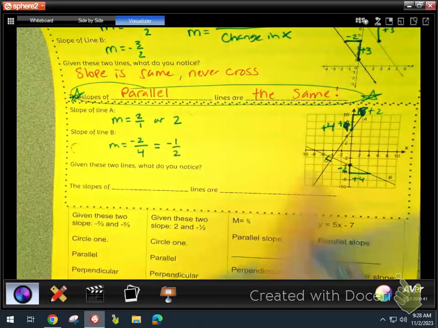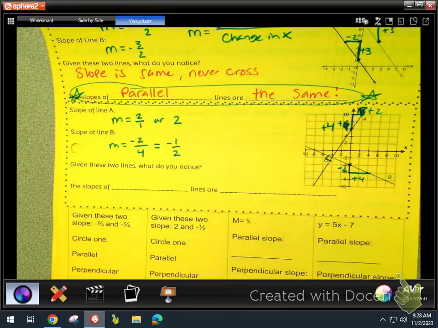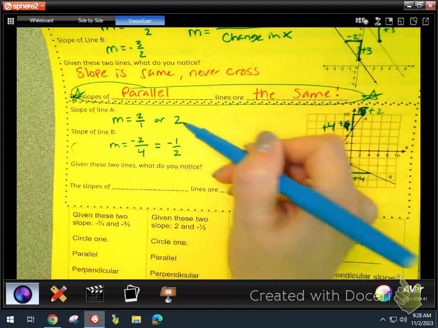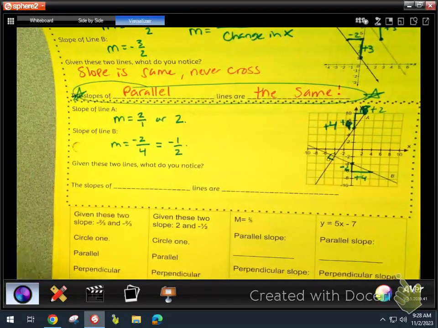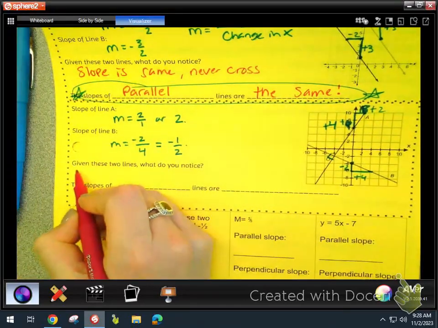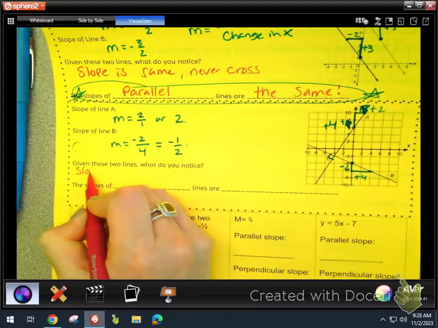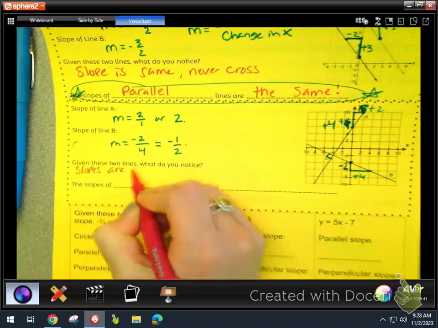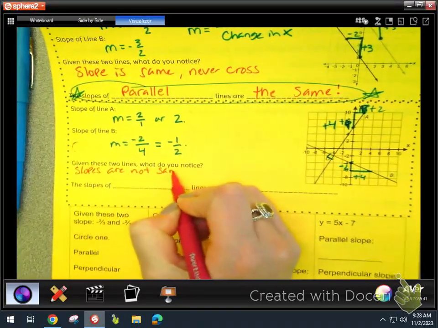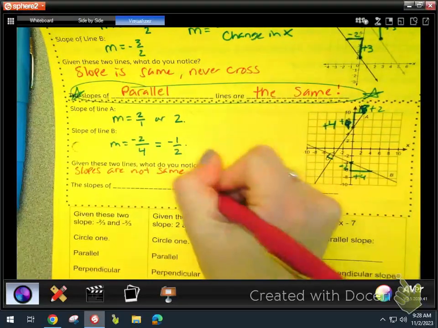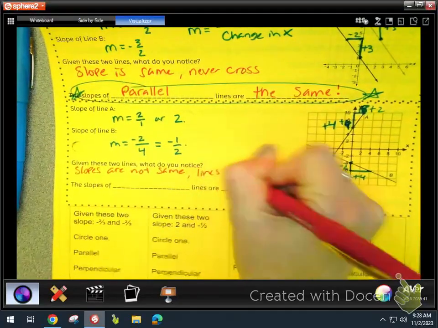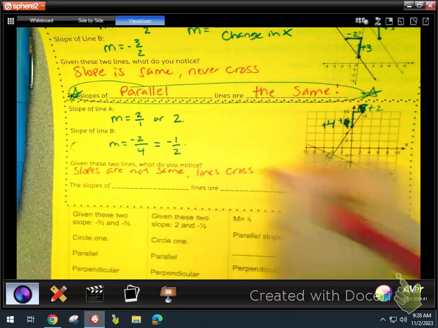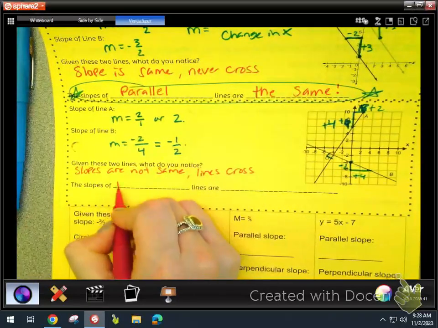And again, which direction is this line going? This line's going down. Okay. So are these two slopes the same? No, the slopes are not the same. So they can't be parallel, but we obviously see that the lines cross. And let's talk about these. These are what we call perpendicular lines.